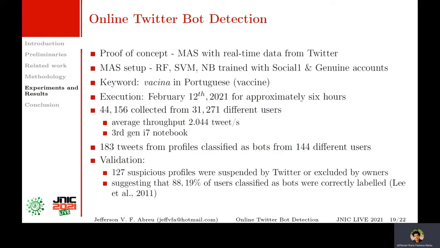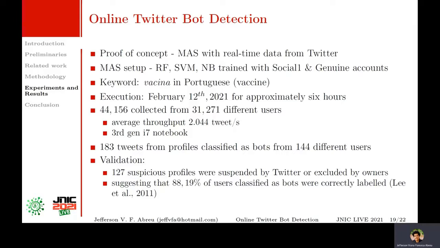And after this whole comparison, running the MAS with offline data using the data sets, we ran a proof of concept with the online Twitter bot detection tool. This proof of concept was using our MAS with real-time data from Twitter. Our MAS was set up with the random forest, the SVM and naive Bayes trained with the social spam bots and genuine accounts data sets. We used the keyword vacina, that means vaccine, and we ran this experiment for approximately 6 hours, and we collected more than 44,000 tweets from more than 31,000 different users.